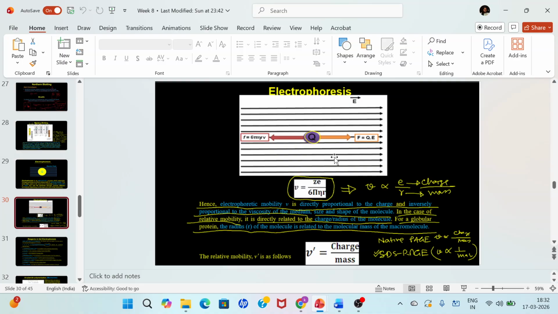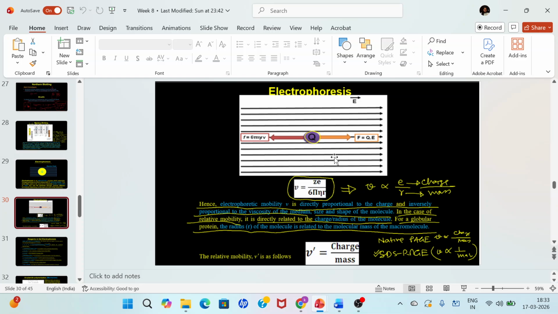Hence, electrophoretic mobility is directly proportional to the charge and inversely proportional to the viscosity of the medium. As much as more viscous the medium is, less will be the mobility. Obviously, it will face more opposition, so the mobility will be less. And size and shape of the molecule. If the size is too large, the movement will be somewhat restricted in the medium. And also the shape, linear or circular, affects the mobility sometimes.